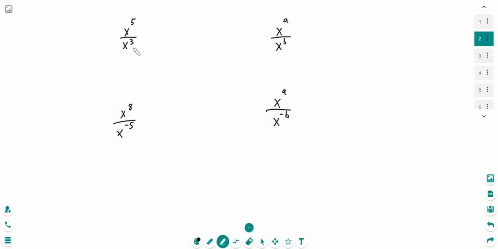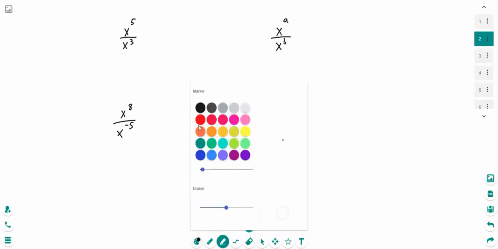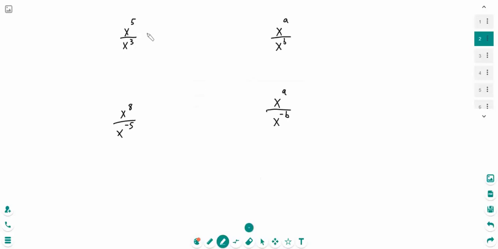All right, so let's see how you did. This one's pretty straightforward. It's very similar to the ones that we've already done. So if I have x to the 5th over x to the 3rd, I can rewrite that as x to the 5th times x to the negative 3, which is going to give me x squared. And there we have it.